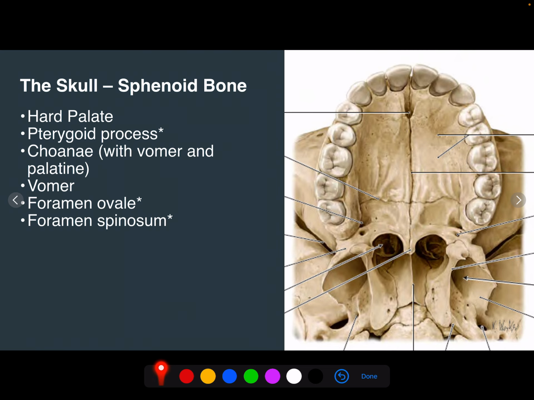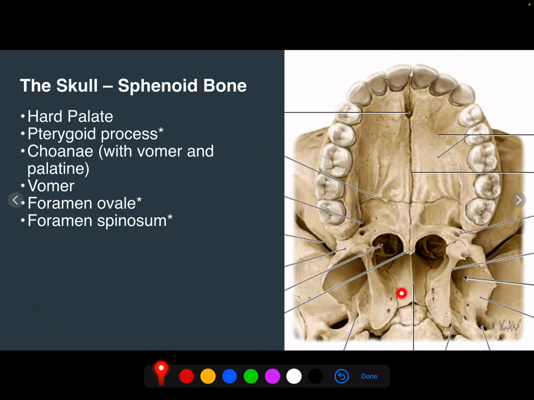Okay, we talked about it before. What makes up the hard palate? This is an inferior view of, a bit more zoomed in on the hard palate. The hard palate is made up of the palatine bone and the maxilla.